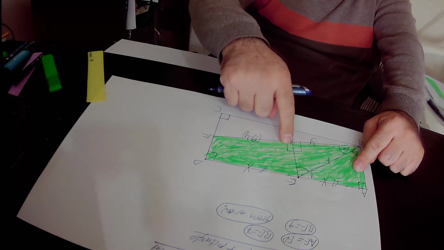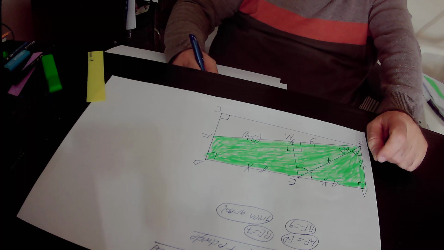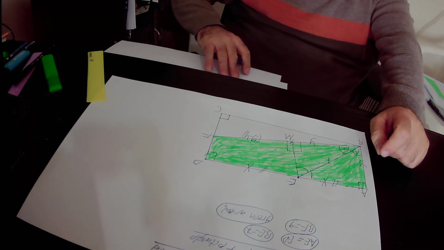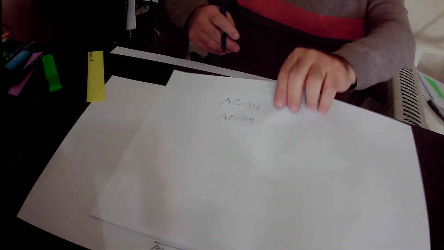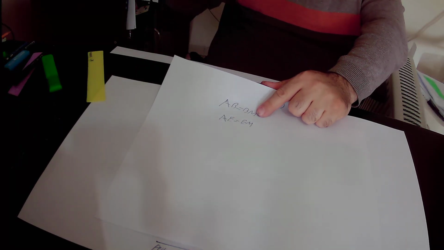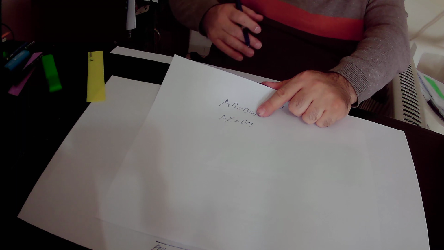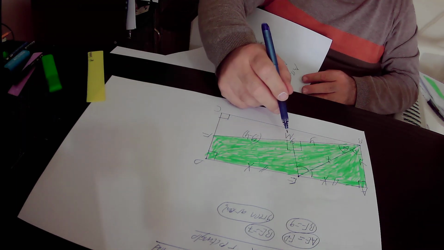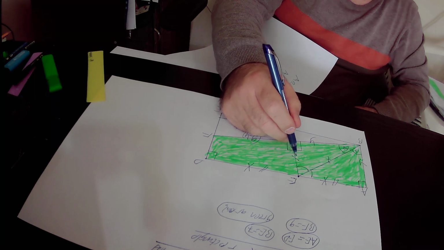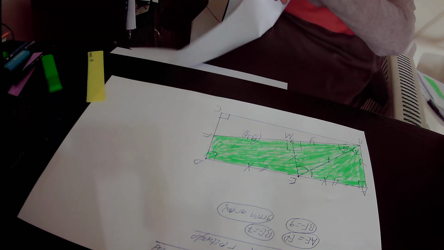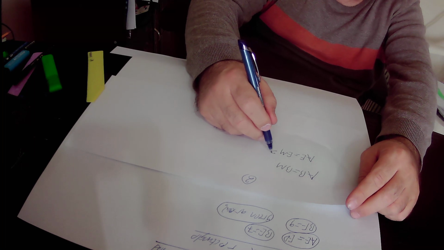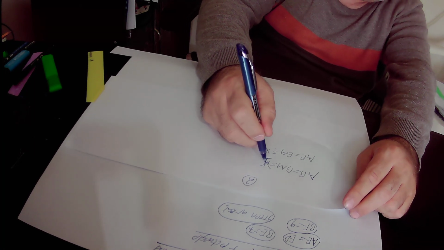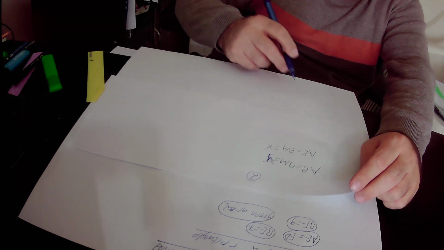AE equals EM, according to the rule that corresponding sides in congruent triangles are equal to each other. But we know that AE equals x, so EM will also equal x. Okay, here it equals x, and here it equals y.